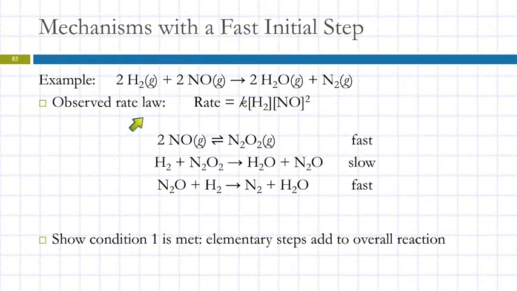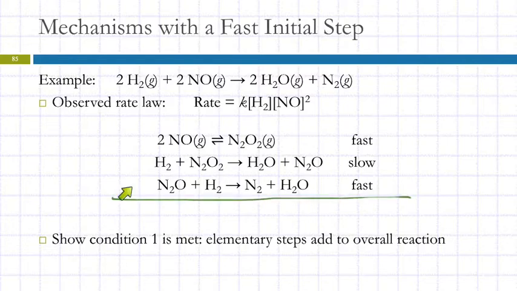So here's an example of a reaction that has a mechanism with a fast initial step. We've got hydrogen reacting with nitrogen monoxide to make water and nitrogen gas. Here's our observed rate law. Here's the proposed mechanism. First, let's check and make sure that condition 1 is met. Do these add up to the overall reaction? Well, that's not too hard to do.